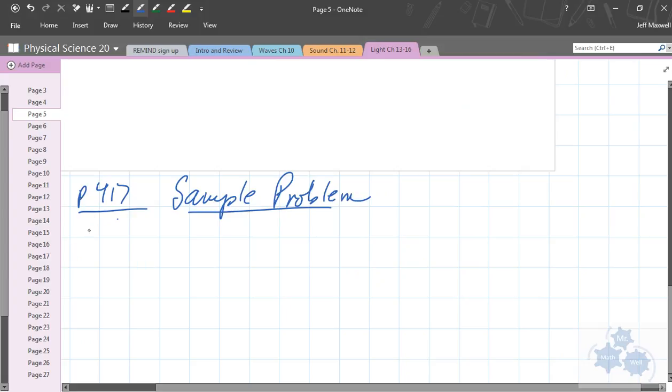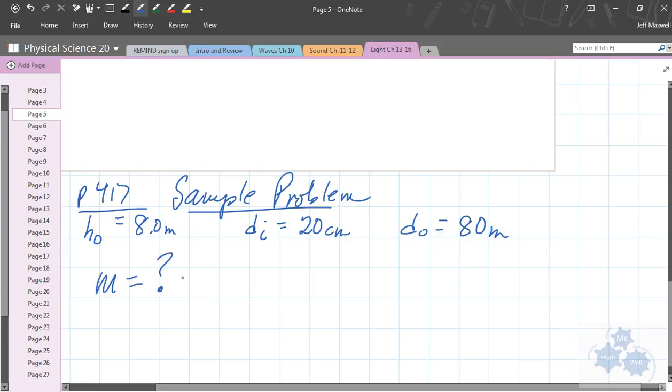It gives us the fact that the height of the object is 8.0 meters high. You want to write this down. The distance of the image from the front of the camera to the back of the camera is 20 centimeters, and the distance of the object away from the camera is 80 meters. So this would be a tree or something of some sort. It says, what is its magnification? So it's asking for M. That's one of the things that it's asking for.